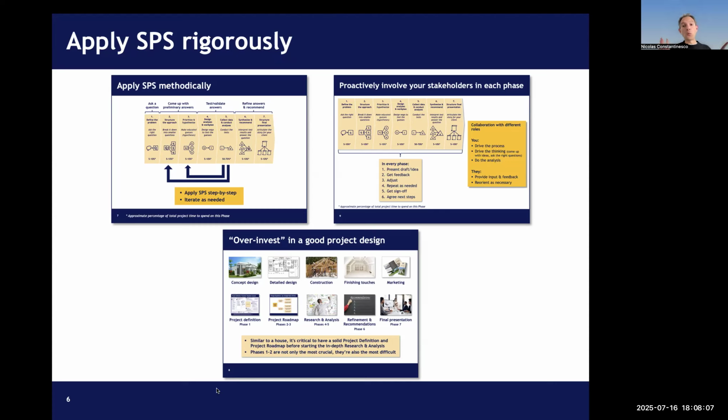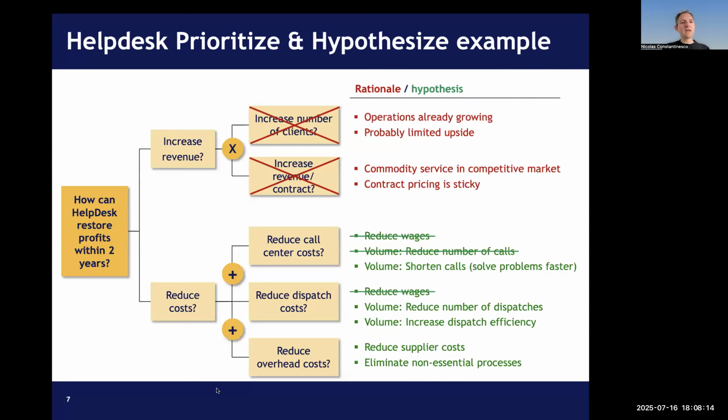Okay, so what do these 3 phases amount to? A couple of slides capture it all. At the core, in phase 1, the problem definition is a question about what to do. So how can help desk restore profits within 2 years? That's the example we've been working with. Phase 2 is about breaking it down into a roadmap for how to tackle the problem. So it's an intellectual breakdown, a content breakdown of the problem into what we've been calling a question tree.